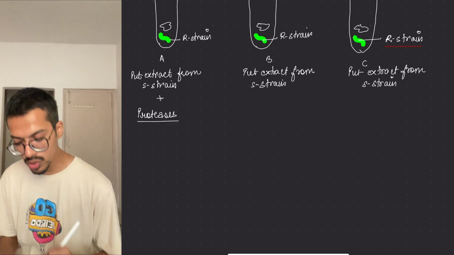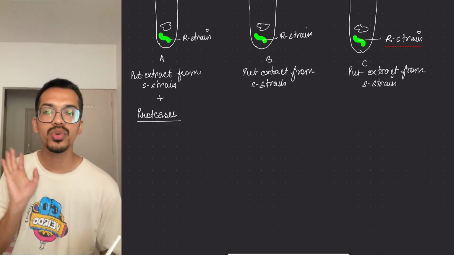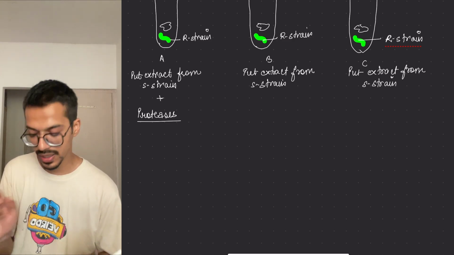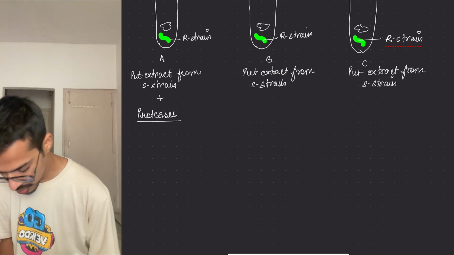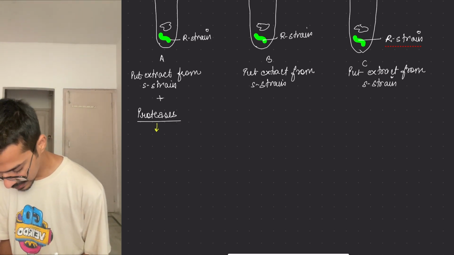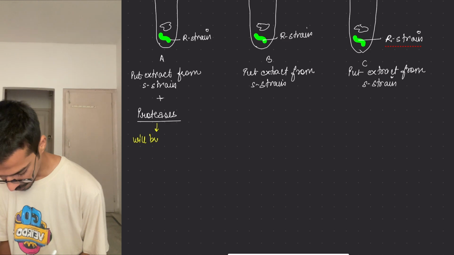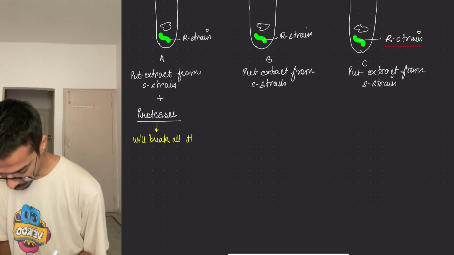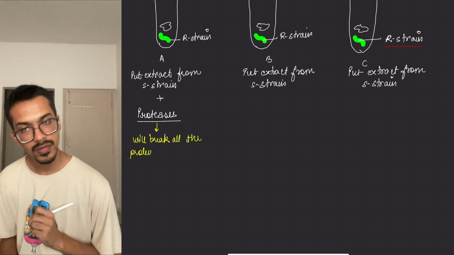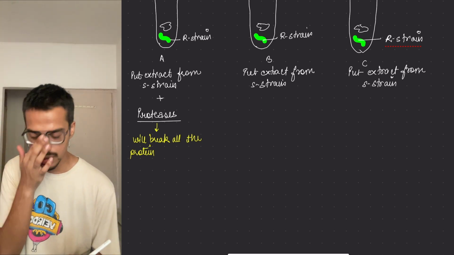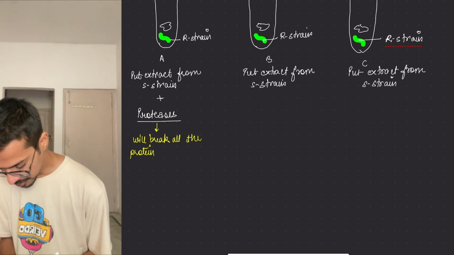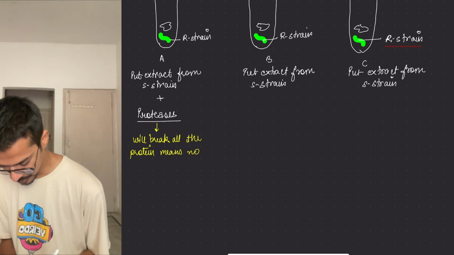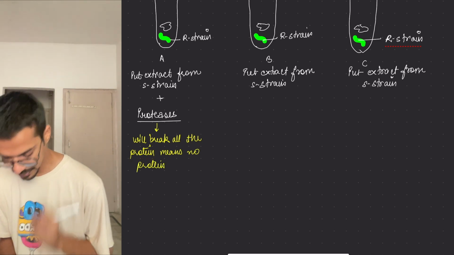What will the protease do? Protease will break all the protein particles, which means the protein particle is not present in A1. So what will happen? It will break all the protein of the extract. I did it with the extract only, I am telling you over here. It means no protein left, right?